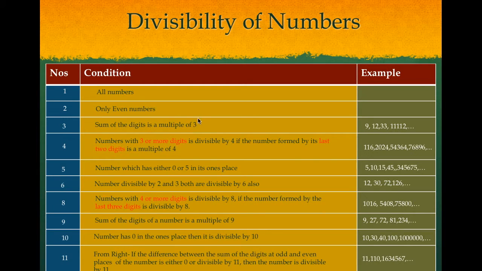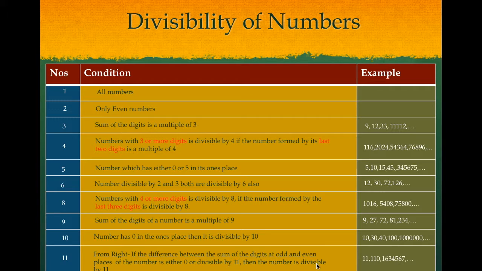9 is similar to 3. It's just that the sum of the digits should be a multiple of 9. For example, 234. The sum of the digits is equal to 9. Therefore this number is divisible by 9. For 10 it is very easy. The number at the ones place should be 0. Then the number is divisible by 10.